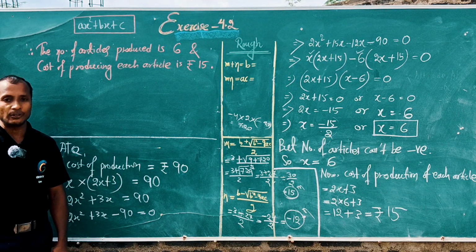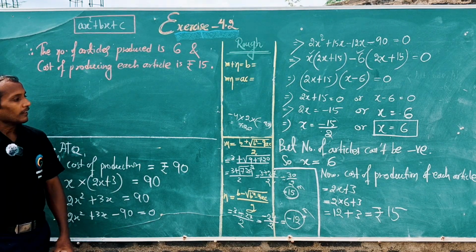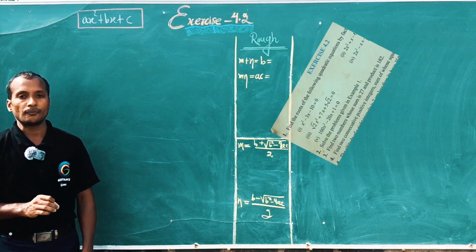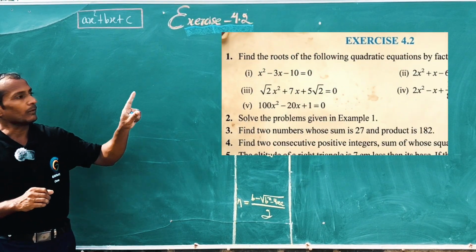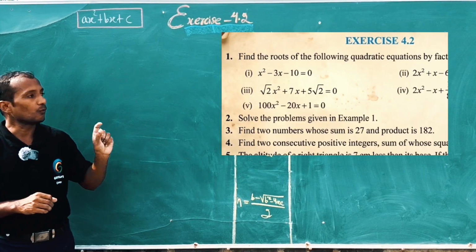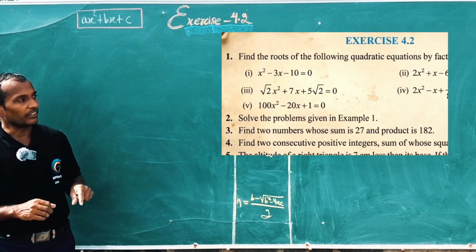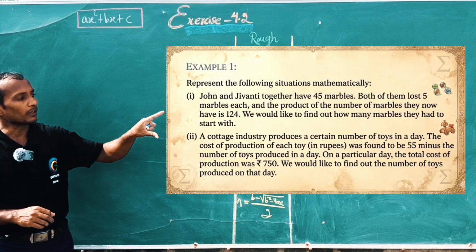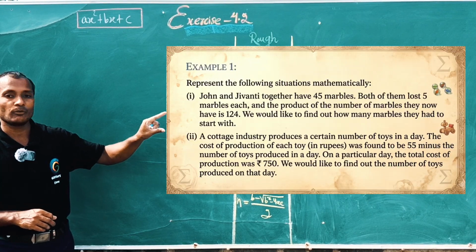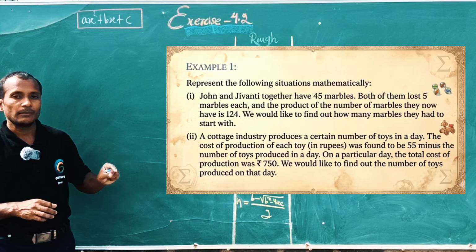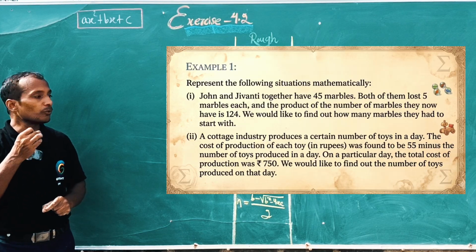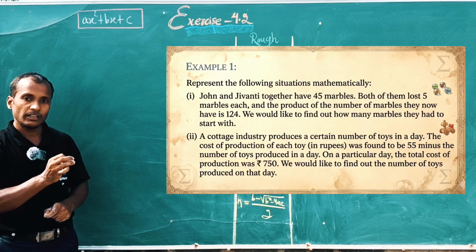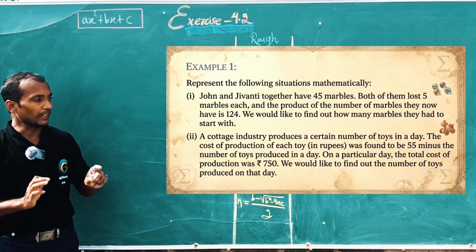Now as I told, we shall go for question number 2. Now students, we are going to solve question number 2. Question number 2 is telling you to solve questions from example 1. Let me show you what is example 1. Example 1 has 2 parts, but in that example you are only asked to frame quadratic equations. Now in question number 2 you are asked to solve those 2 equations as well. So we will frame the equation as well as solve it. So let's go to example 1.